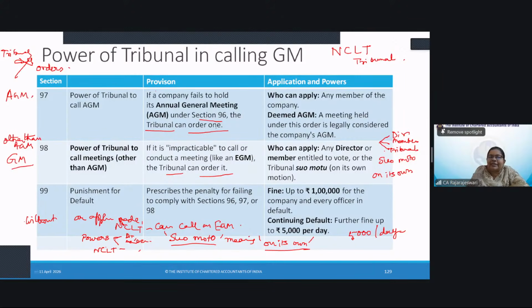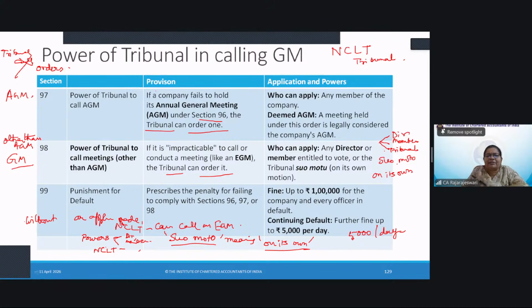See, we are speaking about the power of the tribunal. On its own also, it can order a general meeting where no application has been made by a director or a member. If it feels that the general meeting should be held, then it can order. Suppose in case of acquisition of a company, now in public interest also it can order one. It is possible, it has the power.